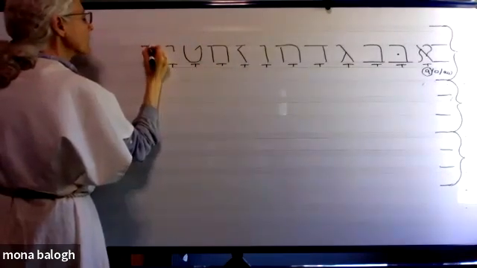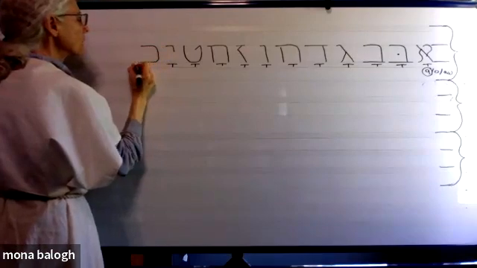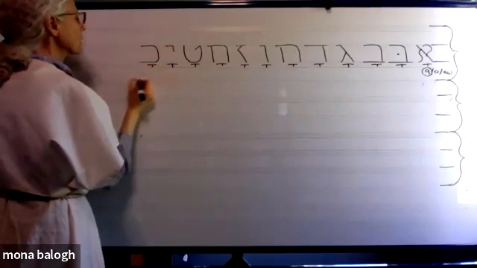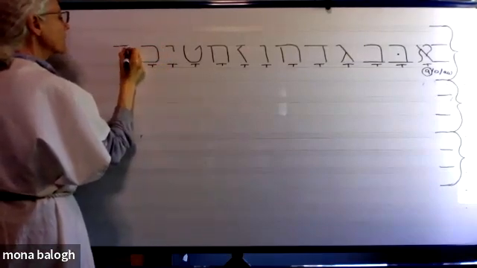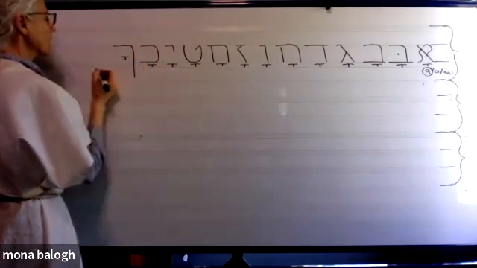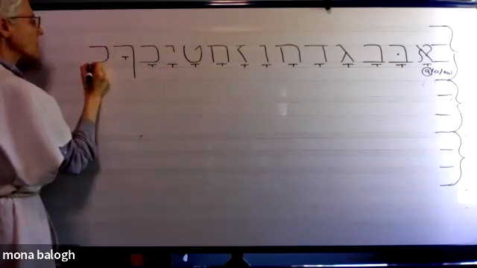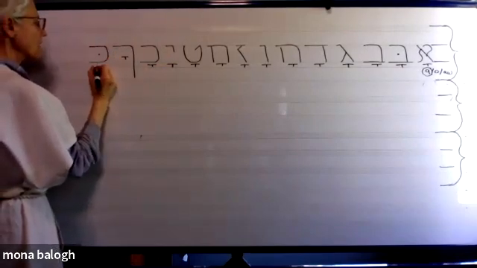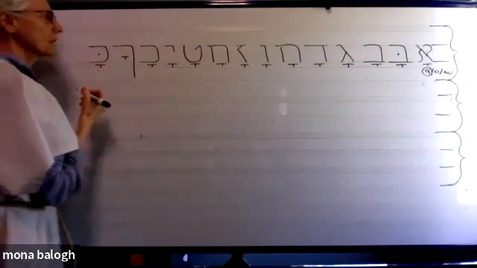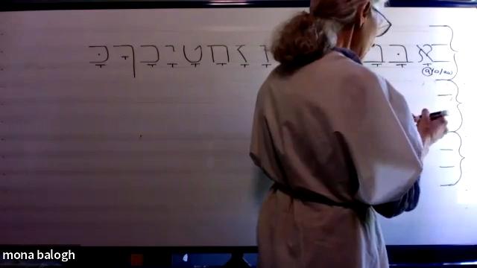Chaf: start with the resh and then curve back in a little bit out. Chaf sofit, kamatz. Kaf with the dagesh, that's the K sound, kamatz. All right, let's see how we're doing.